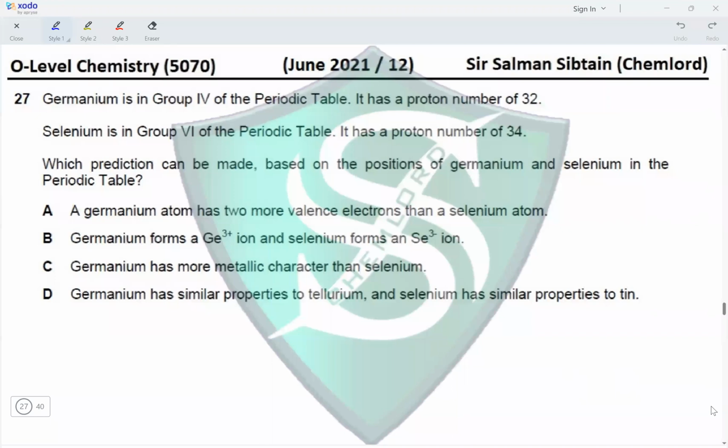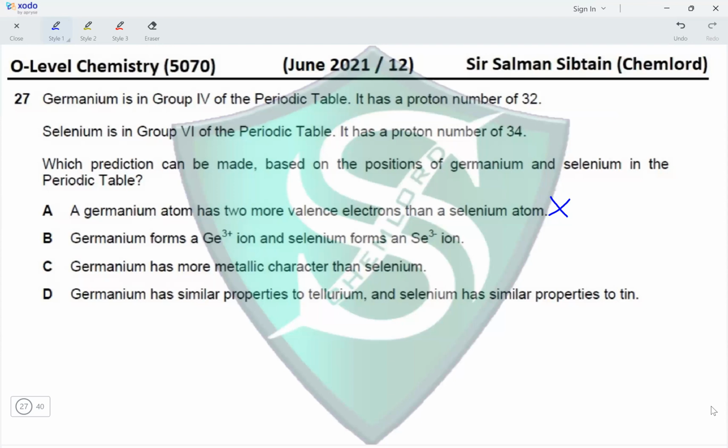Question 27. Germanium is in group 4 of the periodic table. It has a proton number of 32. Selenium is in group 6 of the periodic table. It has a proton number of 34. Which prediction can be made based on the positions of germanium and selenium in the periodic table? A. A germanium atom has two more valence electrons than a selenium atom? No, two less electrons, because selenium is in group 6. It would have two more than the element in group 4. So this statement is incorrect.